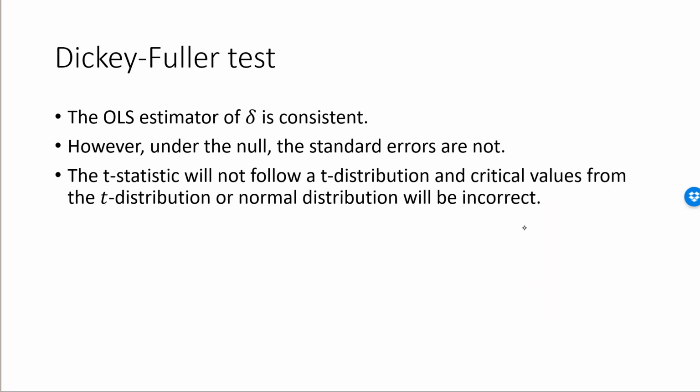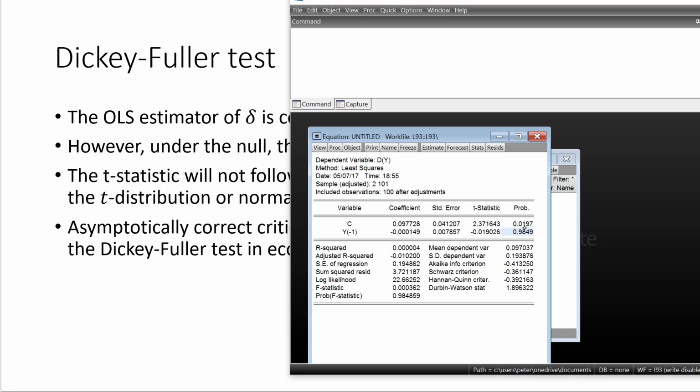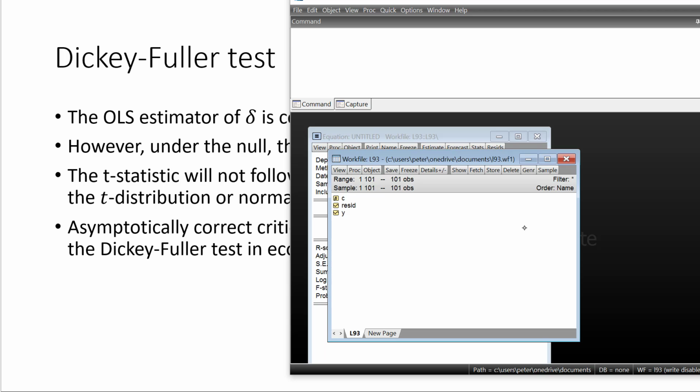So what Dickey-Fuller did in their famous paper was to figure out correct critical values. These critical values are sometimes called the Dickey-Fuller critical values. Fortunately, we don't have to go and look up these critical values. They are supplied in pretty much all econometric software. So this was a failed attempt at testing for a unit root. A better way would be to use the Dickey-Fuller test.